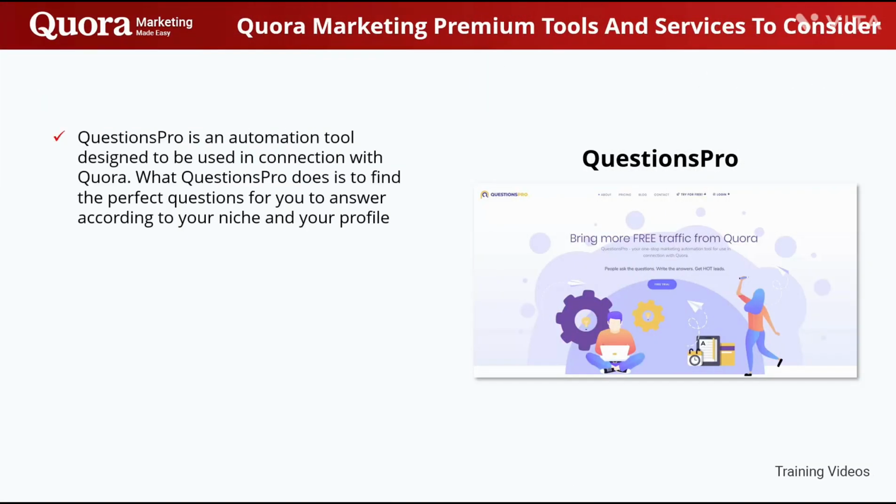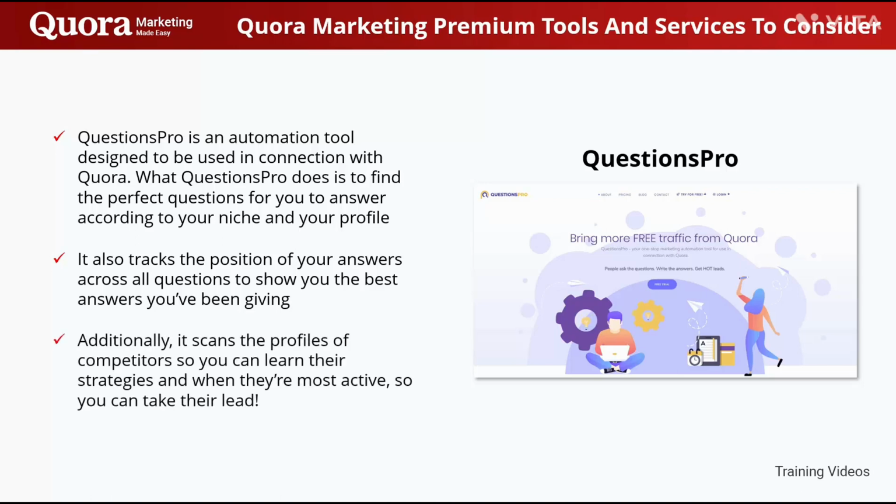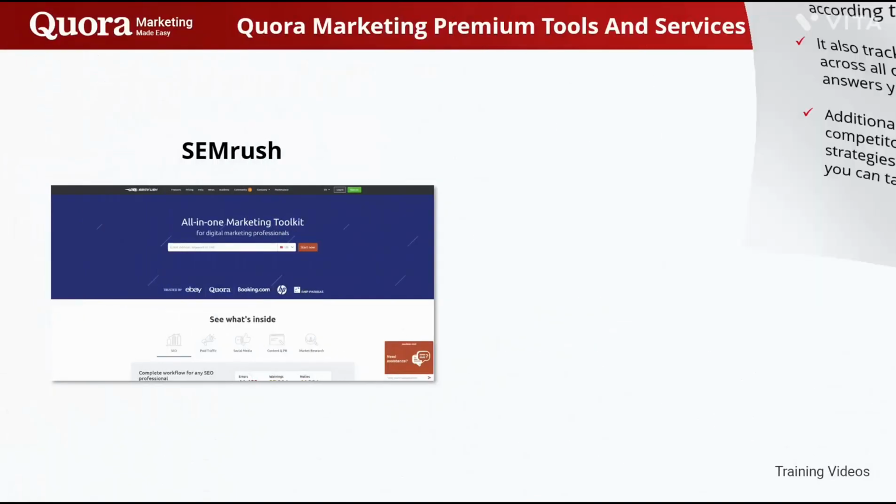Questions Pro. Questions Pro is an automation tool designed to be used in connection with Quora. What Questions Pro does is find the perfect questions for you to answer according to your niche and your profile. It also tracks the position of your answers across all questions to show you the best answers you've been giving. Additionally, it scans the profiles of competitors, so you can learn their strategies and when they're most active, so you can take their lead.